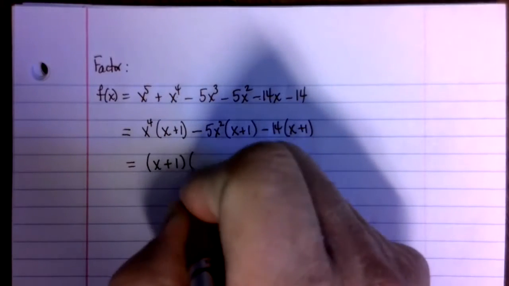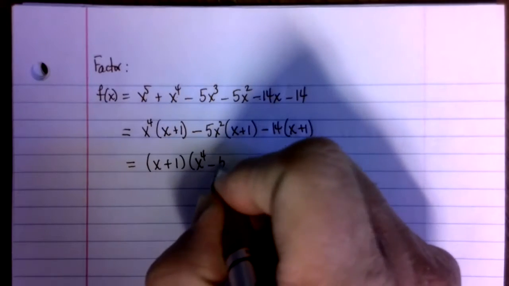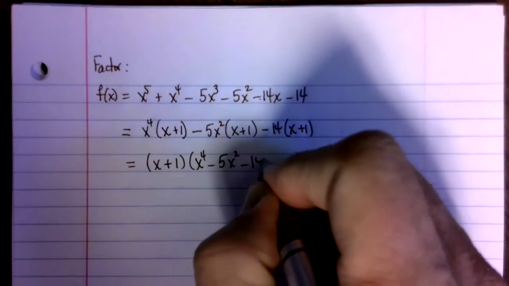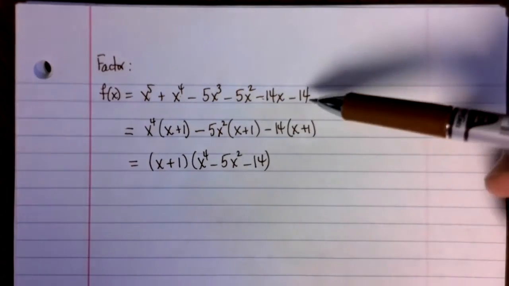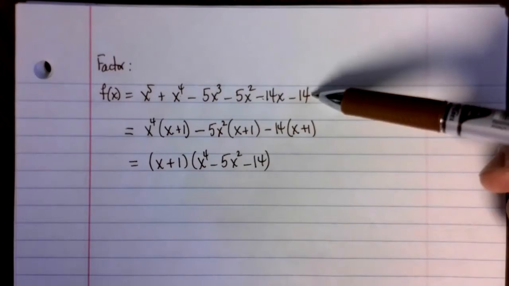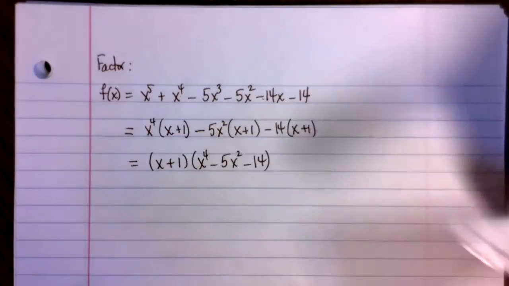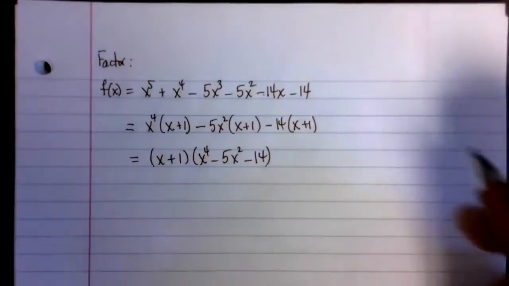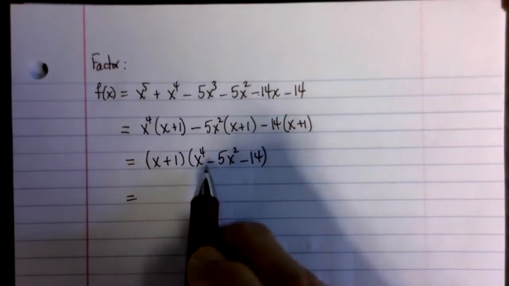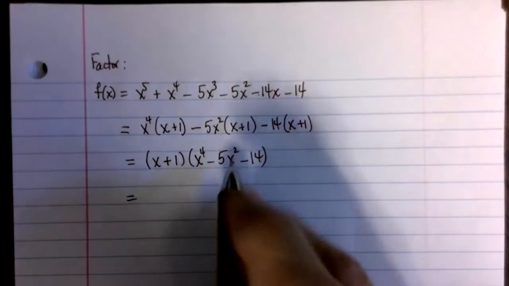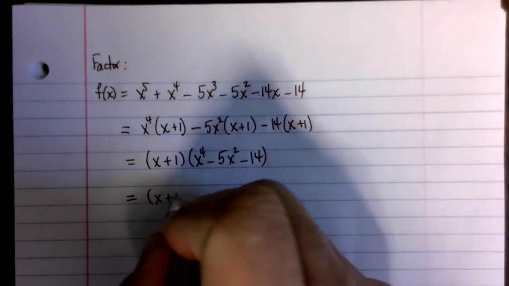x plus 1, x to the fourth minus 5x squared minus 14. And so I factored. I'll leave it for you to check that if you use synthetic division on this with -1, you'll get the exact same quotient. But in this case, I didn't need synthetic division to be able to factor. All right, this thing is quadratic in form. And so that also factors.